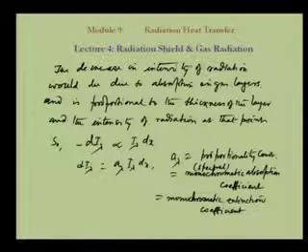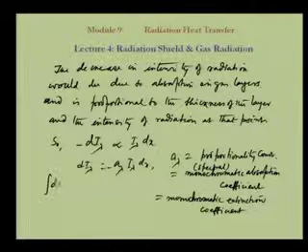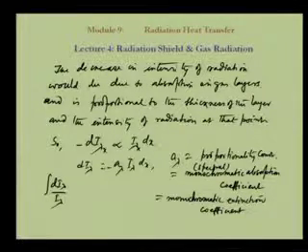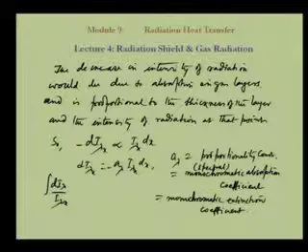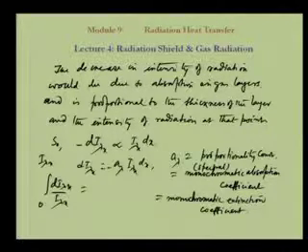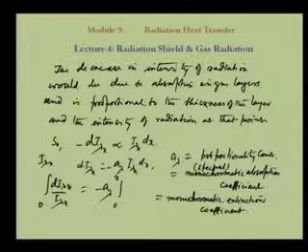Okay. Then after integration, d I lambda x by I lambda x, from 0 to I lambda x, should be equal to minus a lambda, assuming that a lambda does not change with x, integral from 0 to x of dx.